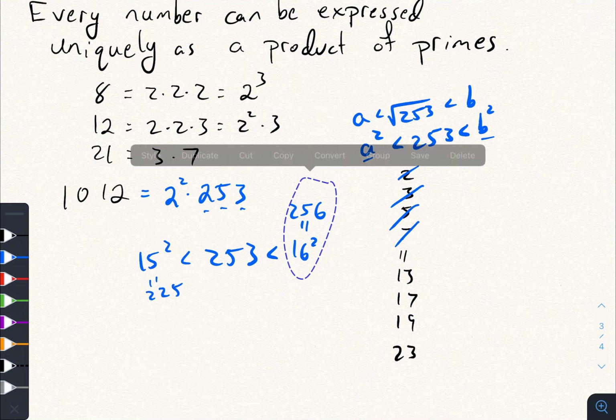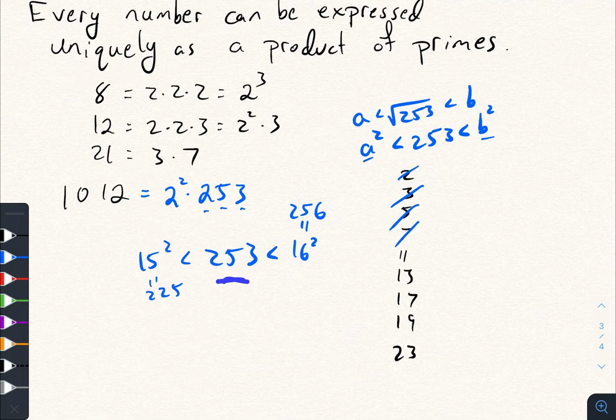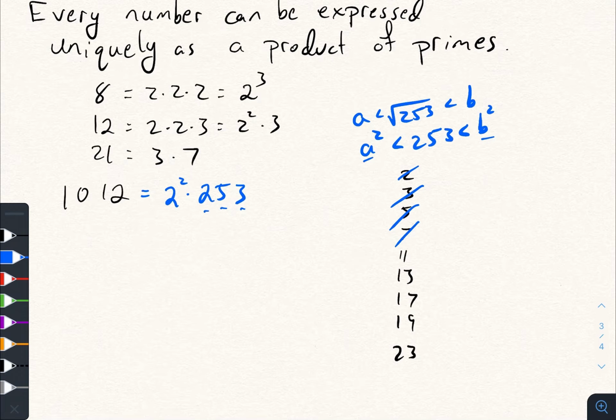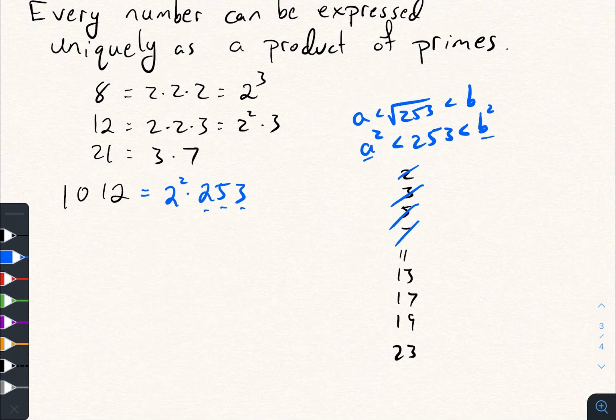So the last number that we would have to check would be the last prime before 15, which would be 13, right? So we only have to check 11 and 13. So if 11 and 13 both don't go into 253, then that tells us that 253 is going to be a prime number, and we're done. This is the prime factorization. Okay? So I'll spoil you. That is not going to happen, but let's find out why.